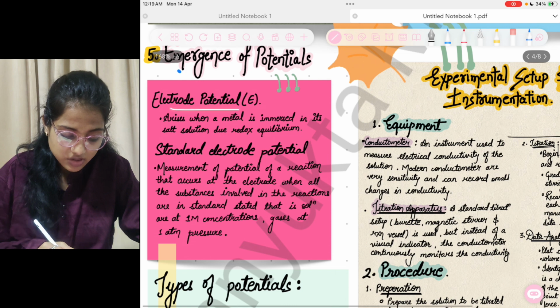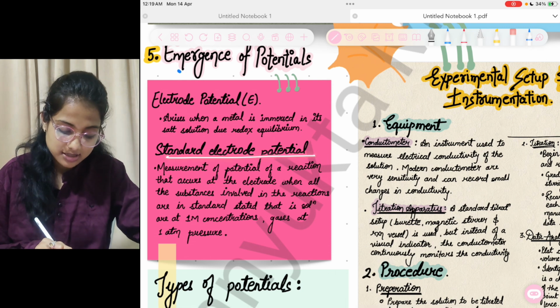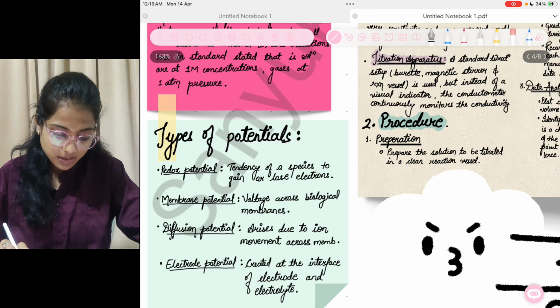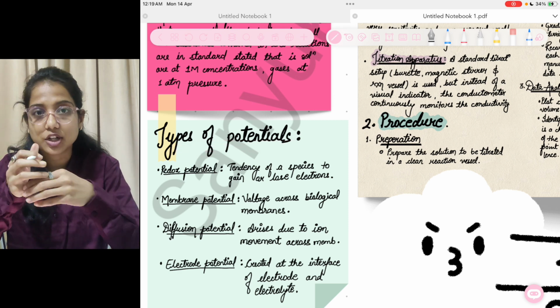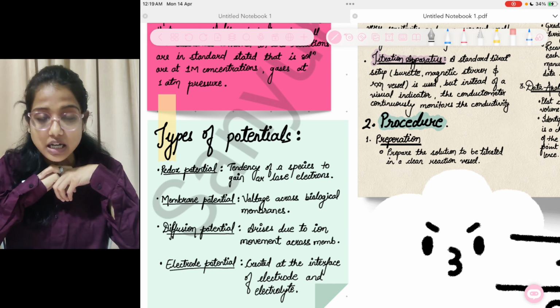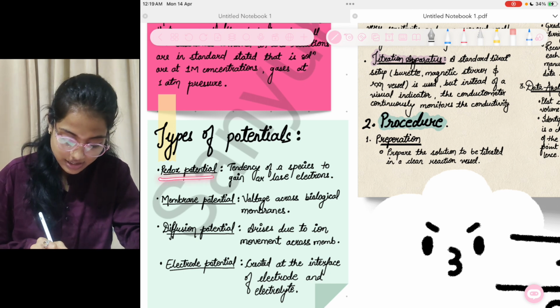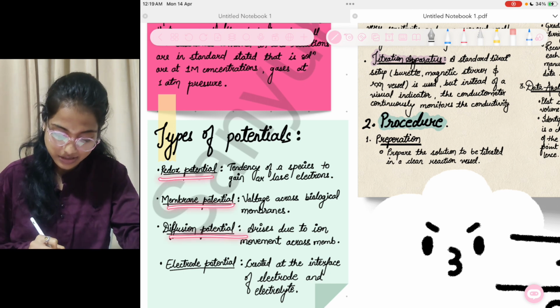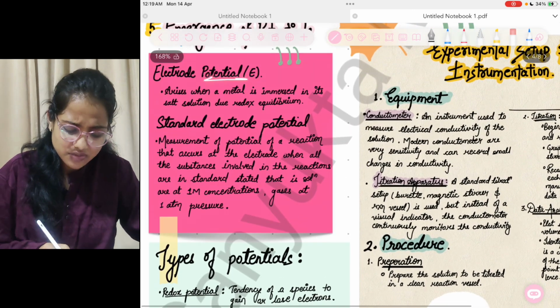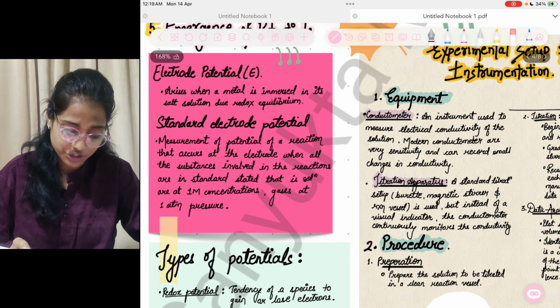That is, first we will study about electrode potential, standard electrode potential, and then later we will study about types of potentials. I know you are very much aware of these things, but let's revise. That is redox potential, membrane potential, diffusion potential and electrode potential. First we will start from electrode potential.